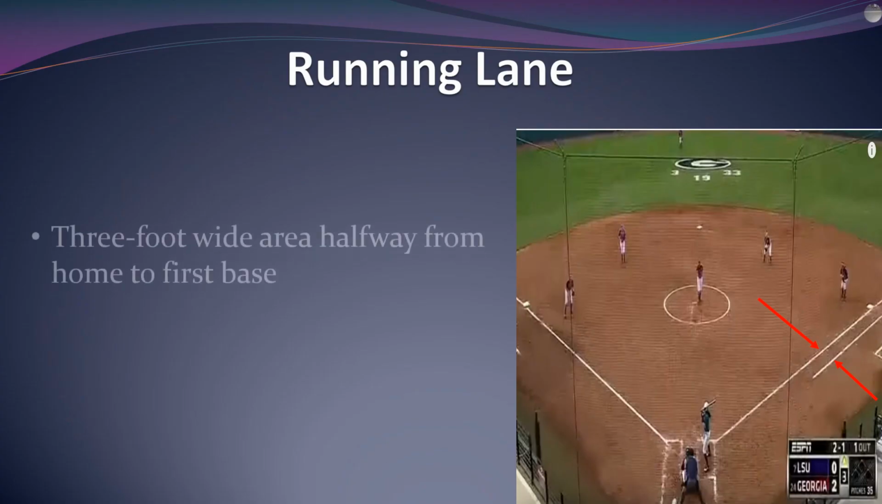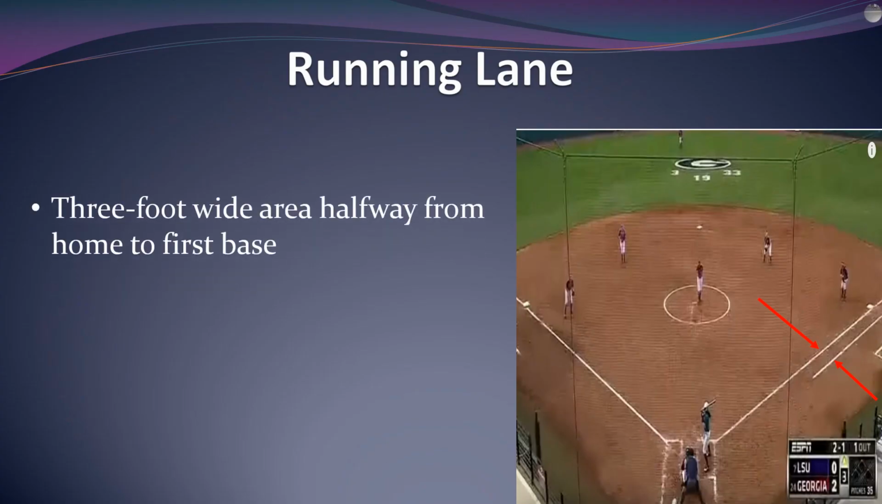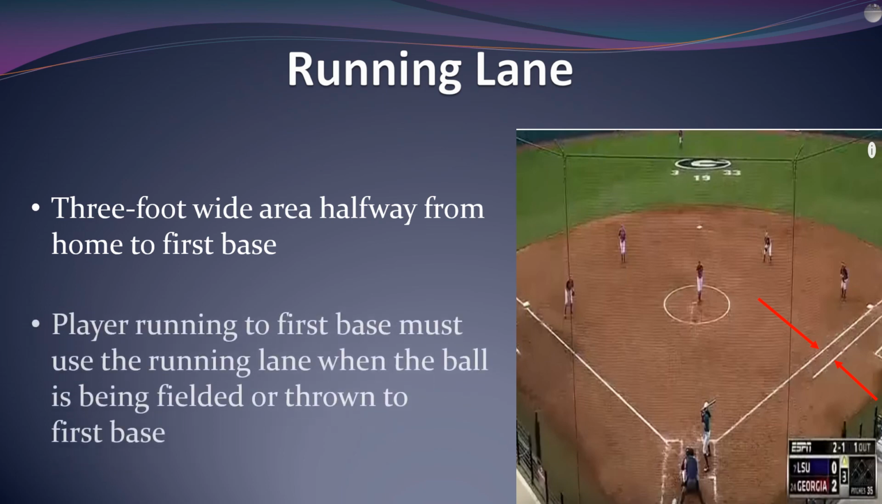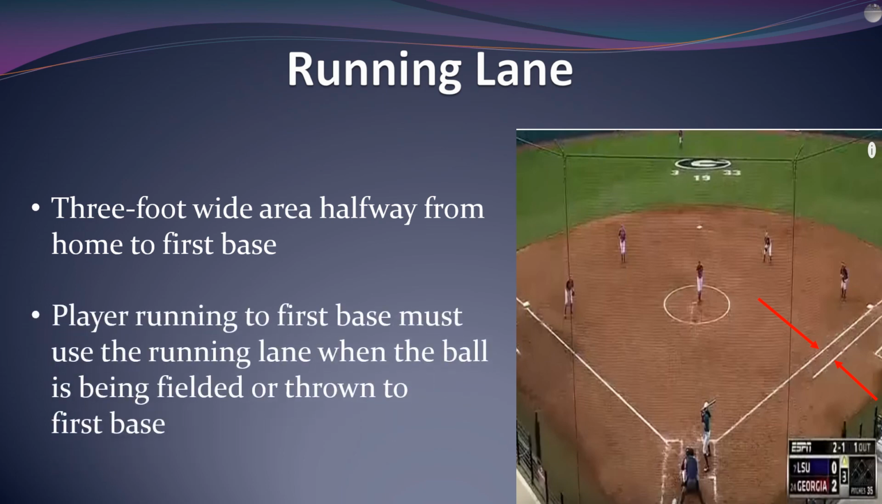What is the running lane? The running lane is a 3-foot wide area halfway from home to first base. You can see it marked between the two red arrows on the picture to your right. Any player who's running to first base has to use the running lane when the ball is being fielded or thrown to first base.